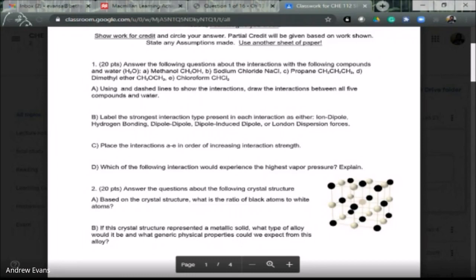But how would you explain that? You would explain it has only London dispersion forces, and because London dispersion forces are particularly weak, it would be more readily able to escape into the gas phase.